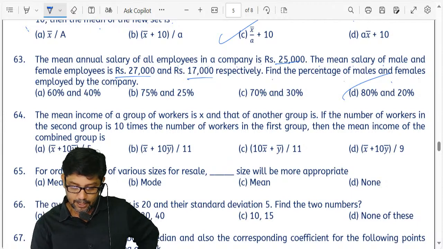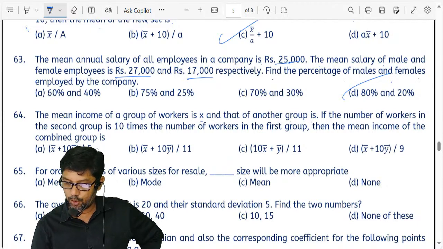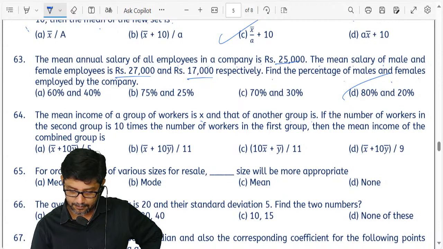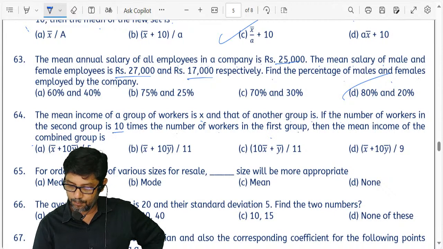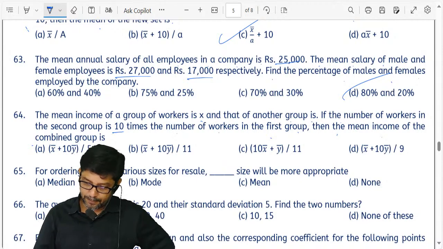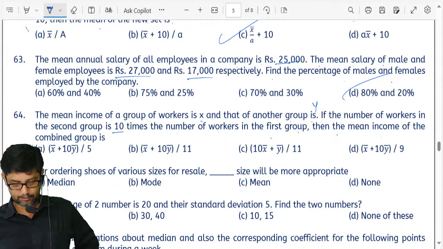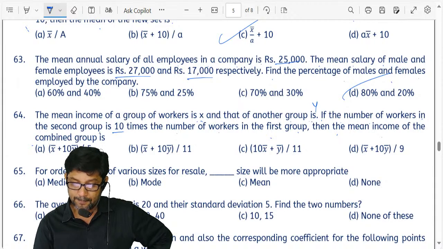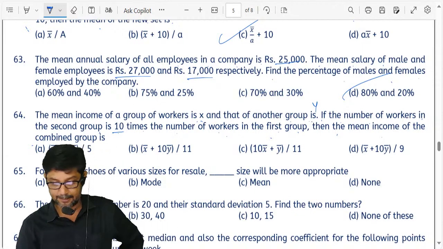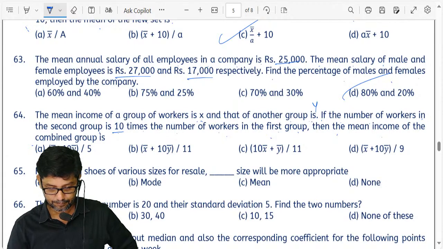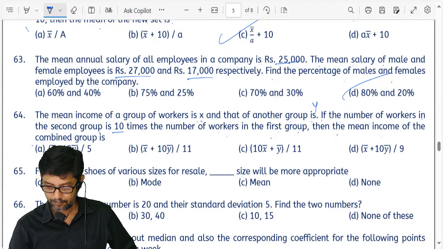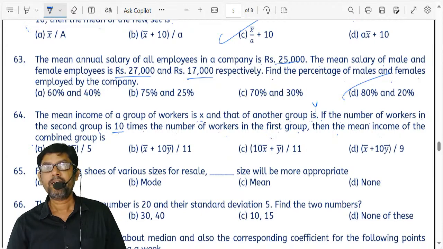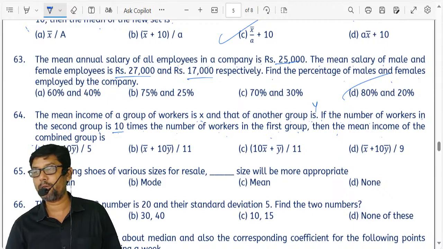Mixture method. Now, the mean income of a group of workers is X and that of another group is Y. If the number of workers in the second group is 10 times the number of workers in the first group, then the mean income of the combined group is? That is why, n1 x1 bar plus n2 x2 bar divided by n1 plus n2, my dear.